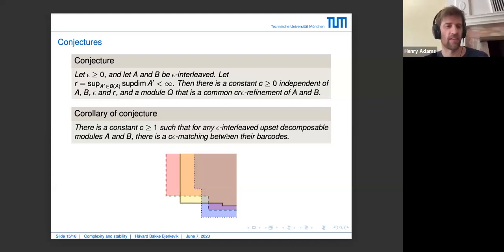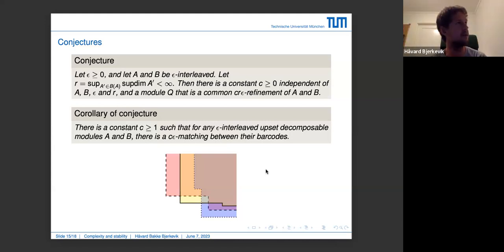Oh, interesting. Yeah, I think it has to be an odd number, actually. I see. If there's such a C, then the infimum of all such C for which this is true is going to be an odd integer. Interesting. Yeah, I think so. Or infinity.